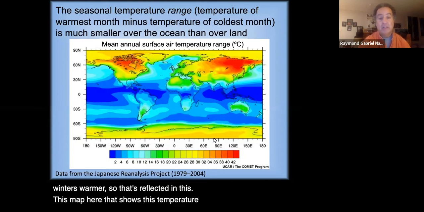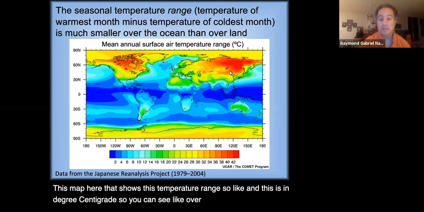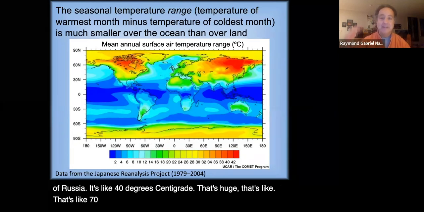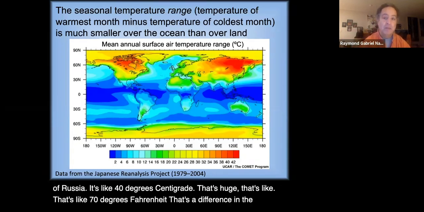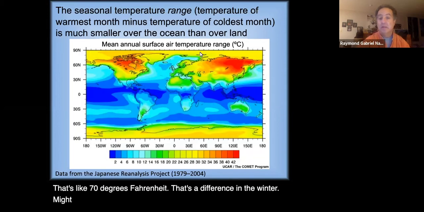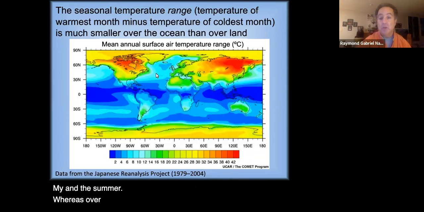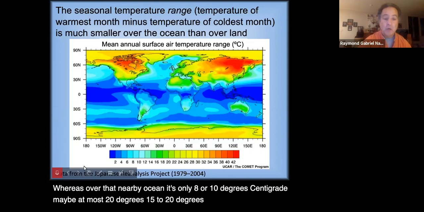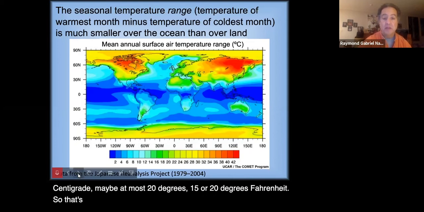This is in degrees centigrade. So you can see over this northeastern part of Russia, it's like 40 degrees centigrade. That's huge. That's like 70 degrees Fahrenheit. That's the difference between the winter and the summer. Whereas over the nearby ocean, it's only 8 or 10 degrees centigrade, maybe at most 20 degrees, 15 or 20 degrees Fahrenheit. So that's one impact of the ocean.